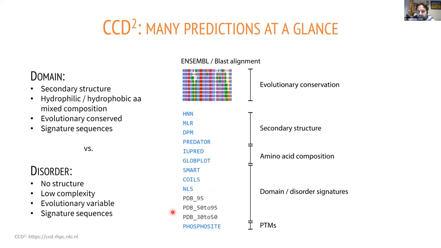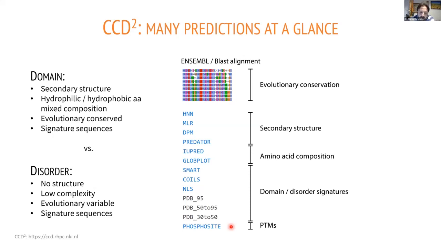And finally, it also BLASTs your sequence against the PDB to see if any or part of your sequence has already been solved, which of course indicates the presence of a domain. And it also looks for phosphorylation modifications via PhosphoSite, although this only works for mouse and human, which are the ones that have experimentally validated modifications.